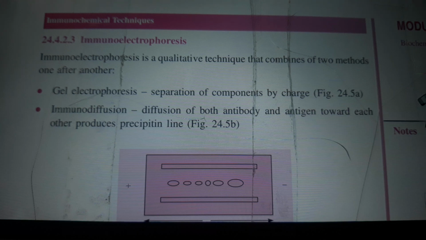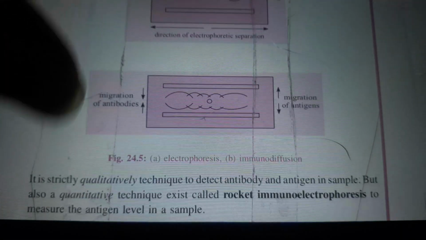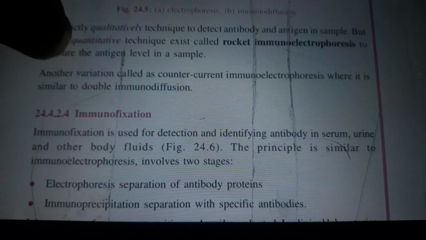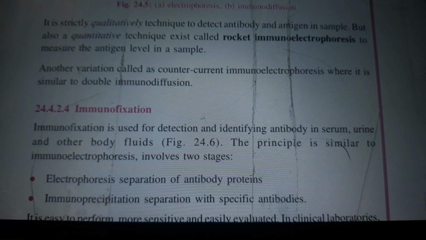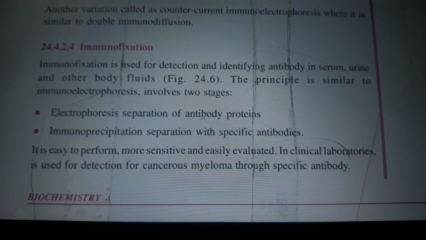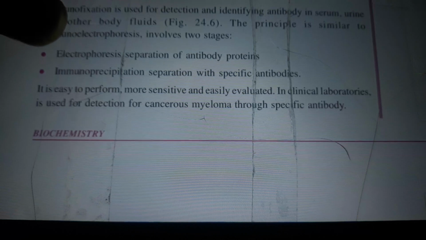Immunoelectrophoresis is a qualitative technique. It combines two methods, one after another: gel electrophoresis, separation of components by charge, and immunodiffusion, diffusion of both antibody and antigen toward each other, which produces a precipitin line. Some figures, please take screenshots. It is strictly a qualitative technique to detect antibody and antigen in samples, but a quantitative technique exists called rocket immunoelectrophoresis to measure the antigen level in the sample. Another variation is called counter current immunoelectrophoresis, which is similar to double immunodiffusion.